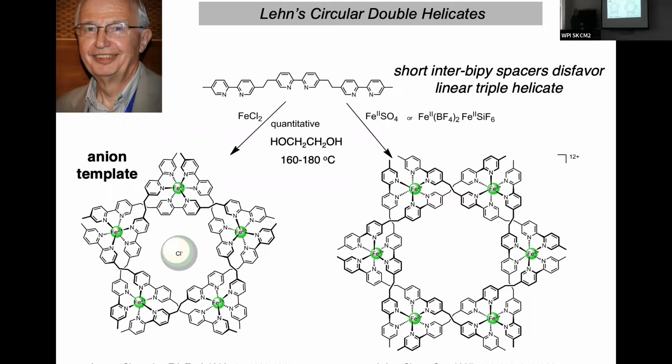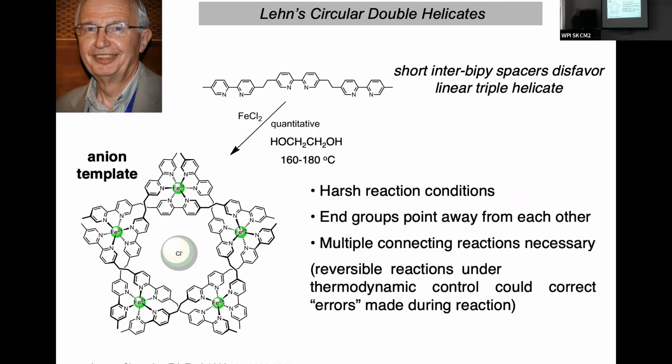However, it's a little bit more difficult to do that than it sounds, because if you note here, the conditions are very harsh. You have to heat this at 160 degrees in ethylene glycol because the coordination of iron chemistry is so slow. And although this looks nice in the ChemDraw structure on the slide, actually these N groups point directly away from each other. And so being able to connect them round together would be very entropically difficult. You would cost a lot of degrees of freedom of the chain to fold round to do that.